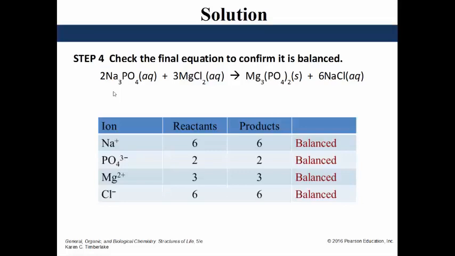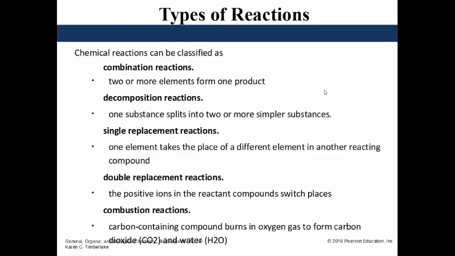And again, if one number or one element is off, then you need to go back and recheck. Sometimes coefficients need to be changed, but you can't change the subscripts. You can't change the 3 for the sodium, or the 4 for the oxygen here, or the 2 for the chlorine, or the 2 here. Subscripts you cannot change. What you can change are the coefficients. The 2 here, 3 here, and a 6 here. Those you can add.